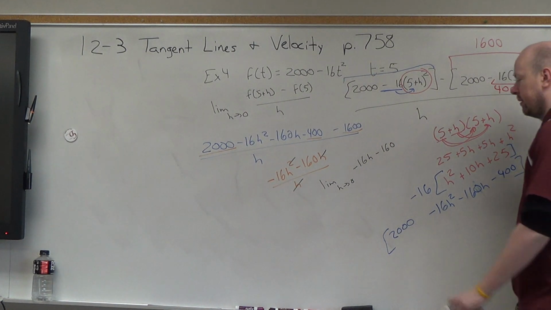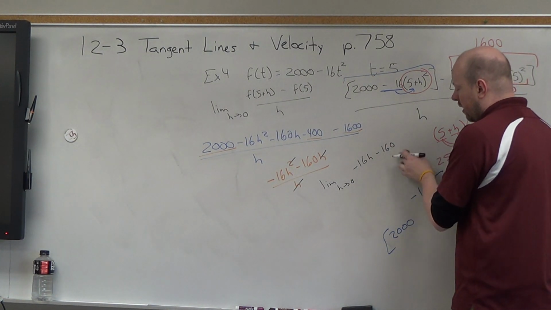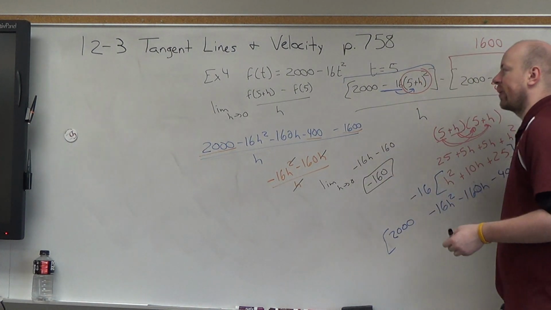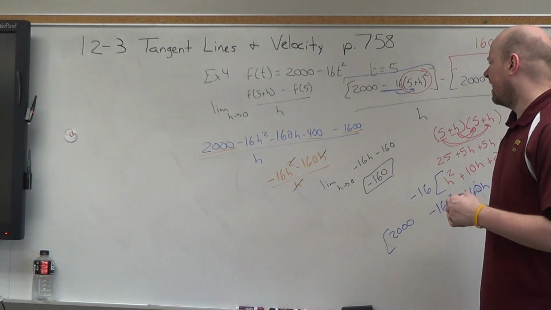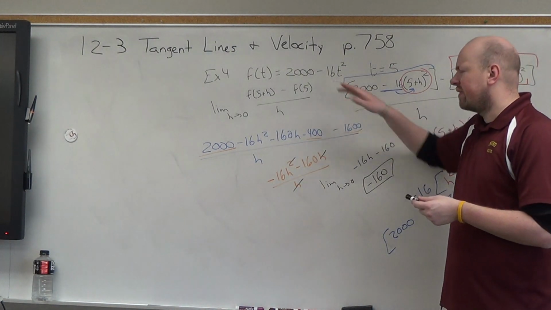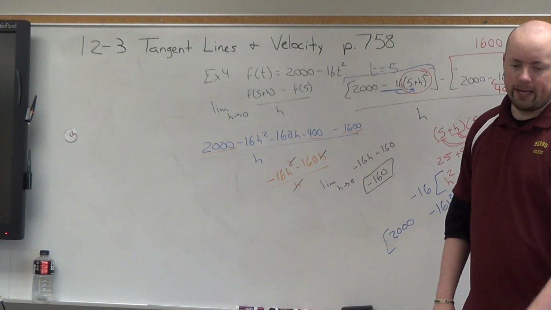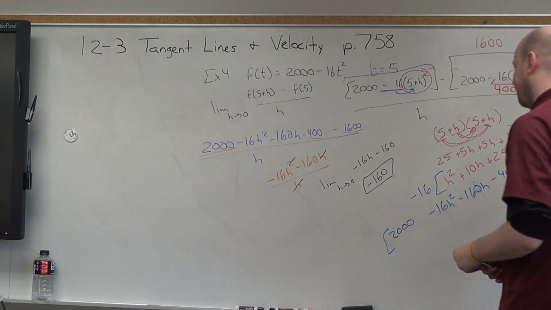So in this case, I can direct substitute. So I get negative 16 times 0. So all I get is negative 160 would be the instantaneous rate of change of this function at t equals 5. So my guess is, typically when you have a negative 16, just from my experience, it's talking about gravity and projectile motion.